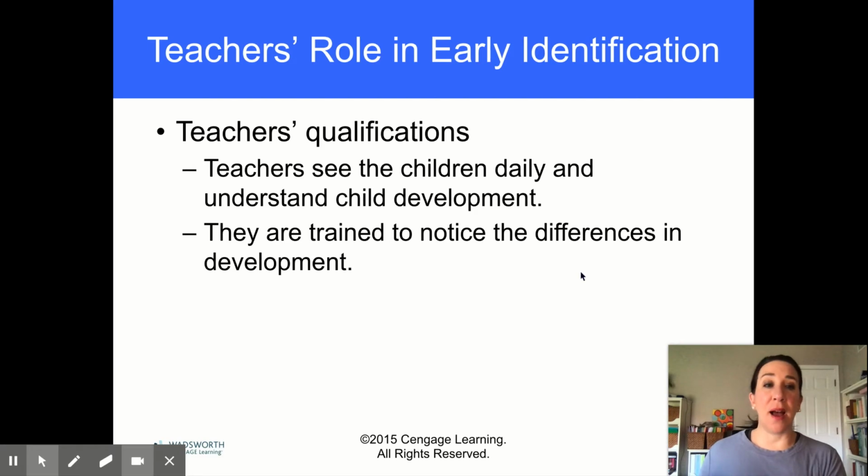Because you see children every day and you know how typical children develop, right? And you see that particular child every day, and you can see how his development is going. And so, your job is really, in addition to teaching those kids and loving those kids and supporting those kids, to look for those developmental issues that other people may not be seeing. You have the training, you have the eyes to notice those things, whether you think it or not.